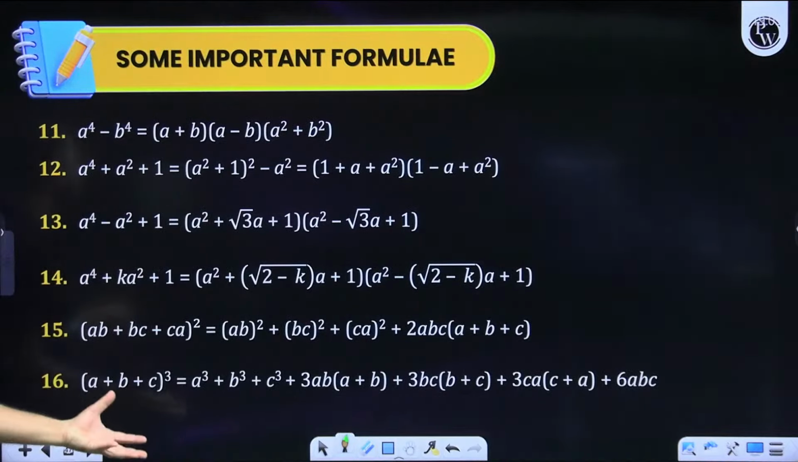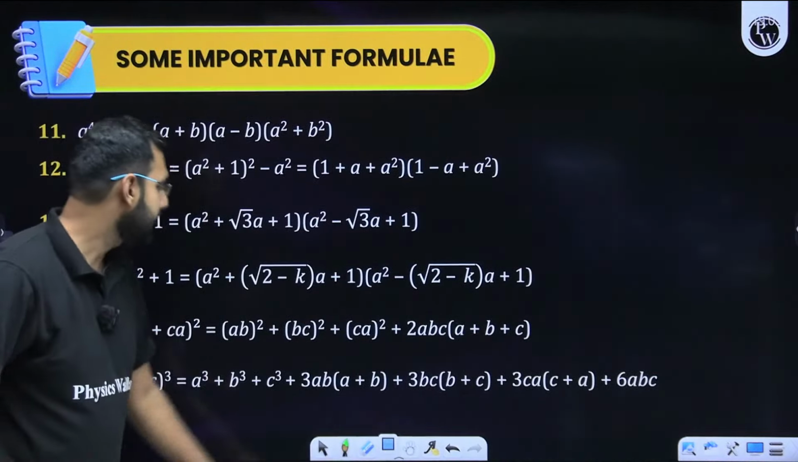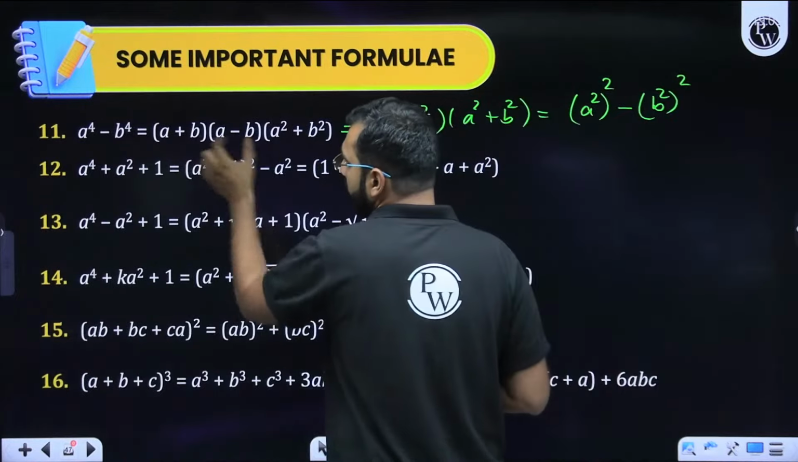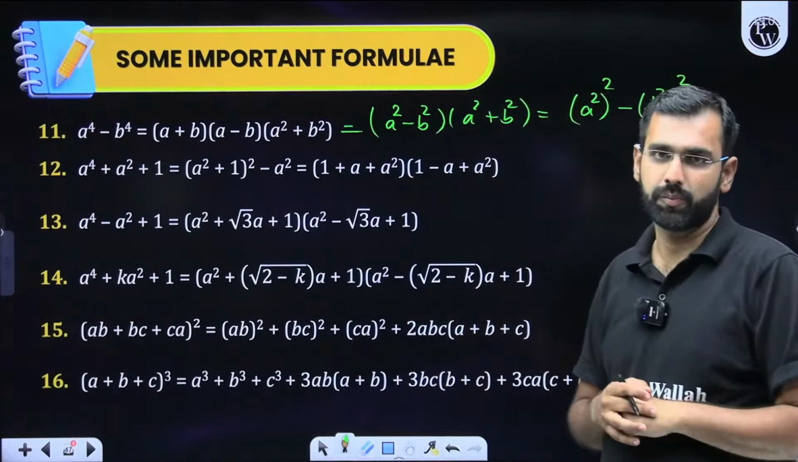From here, when I go ahead, what do we see? Few more. I hope you clearly know that a to the power 4 minus b to the power 4 I can write as a square minus b square times a square plus b square. Because a to the power 4 can be written as square of a square minus square of b square. So a square plus b square stays like that, but a square minus b square can be written as a plus b into a minus b.